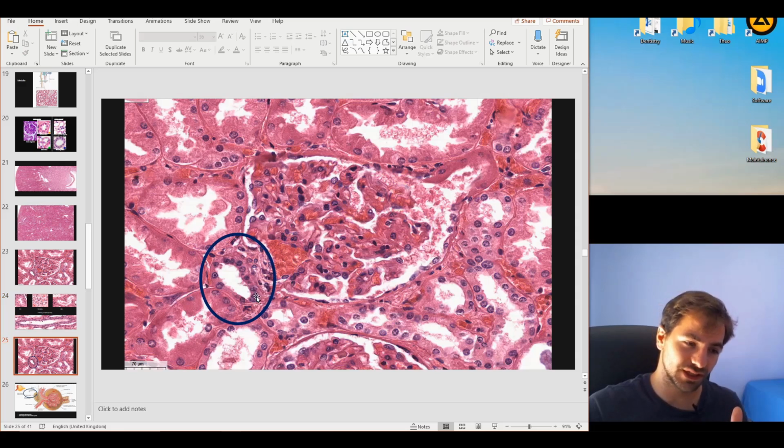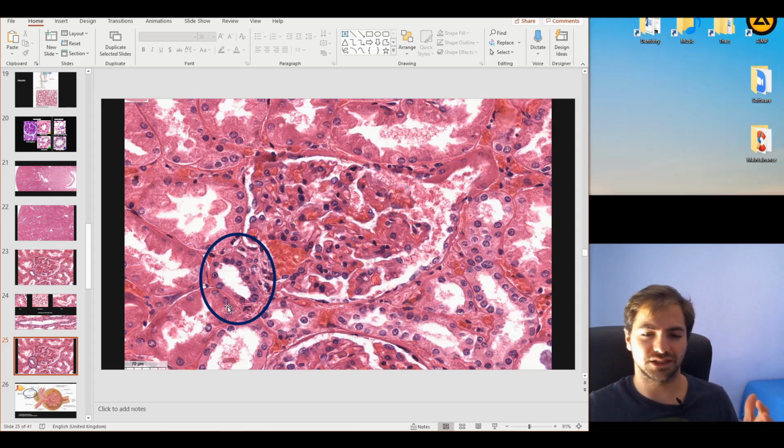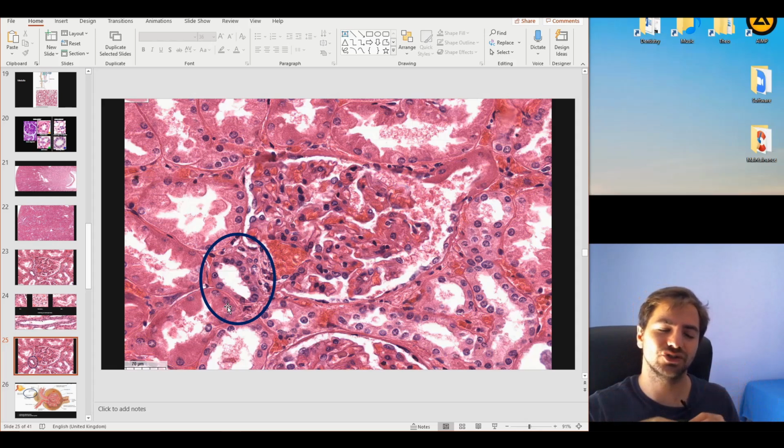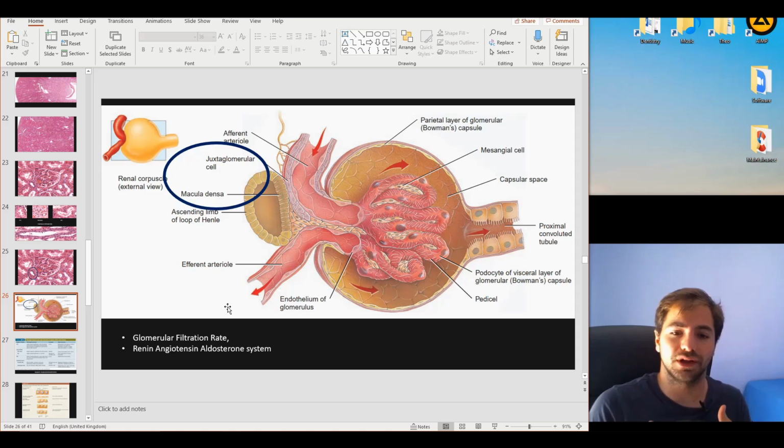So as I said before, this is the macula densa. The question is, since it's just a part of the distal convoluted tubule, why would it have a special name? Because typically in 99% of all the cases, all the structures that have a special name tend to have a special function. And in this case, it could not be more true. And this is because the macula densa and the juxtaglomerular cells form the juxtaglomerular apparatus.